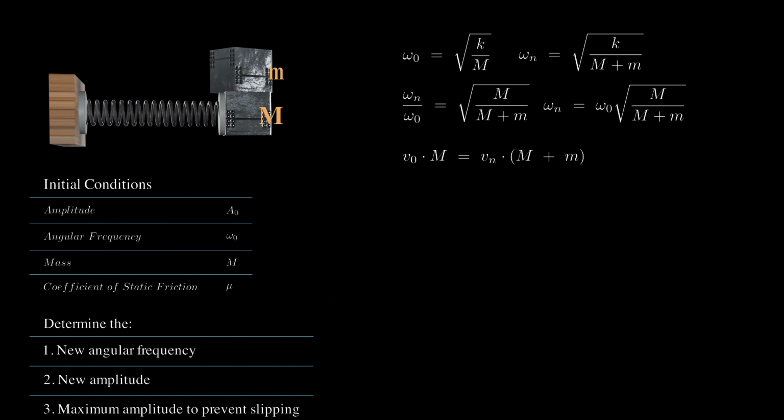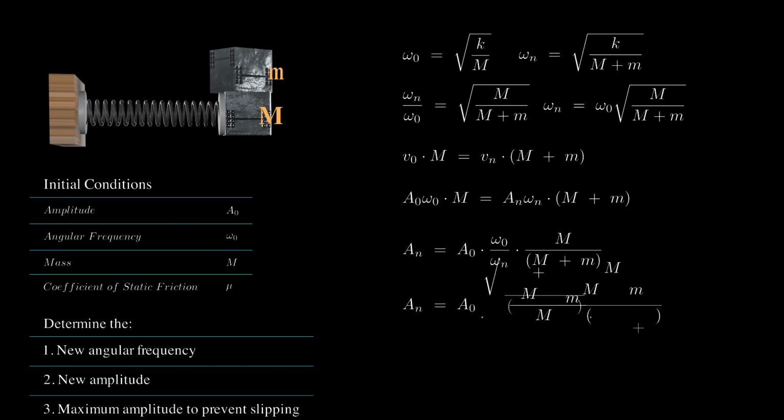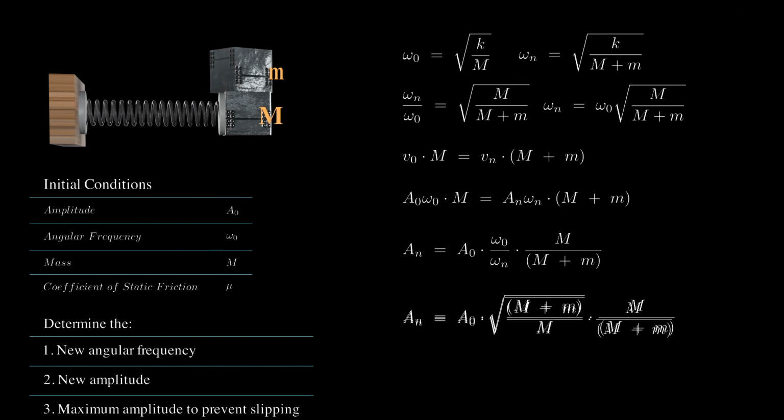The expression displayed on the screen pertains to the conservation of linear momentum. By analyzing this expression, we can derive an equation that relates the final velocity of the system to its initial velocity. If we designate A sub n as the final amplitude of the system, we can express this equation in terms of the angular frequency before and after adding the mass, as depicted here. Substituting the derived expression for the angular frequency allows us to determine the final amplitude of the system, as shown on the screen.